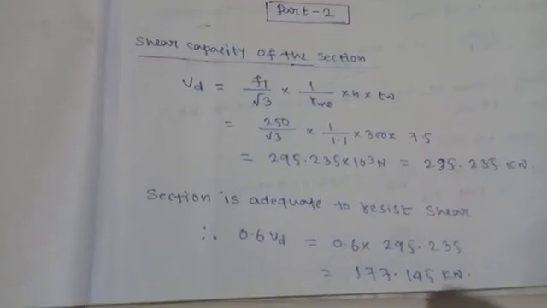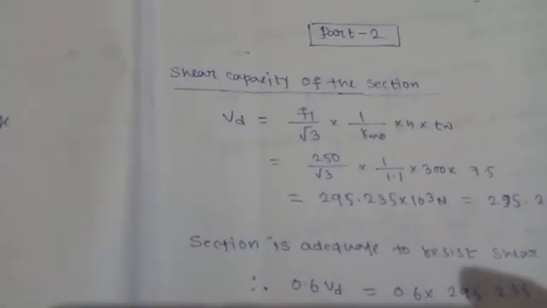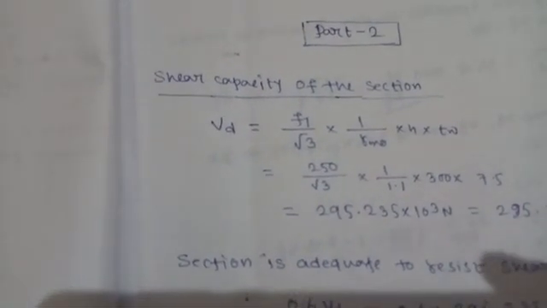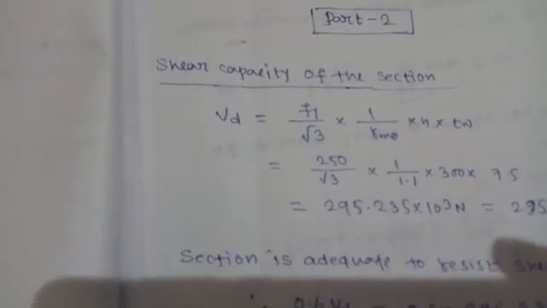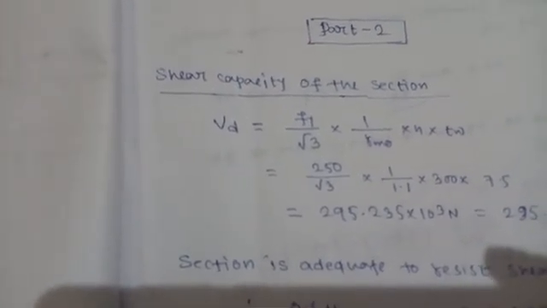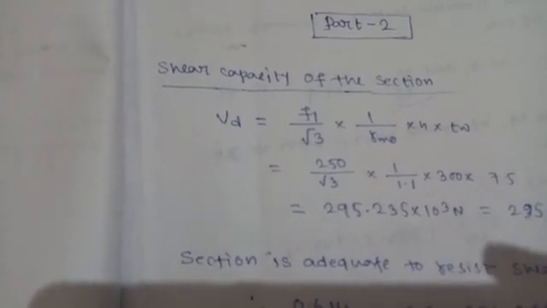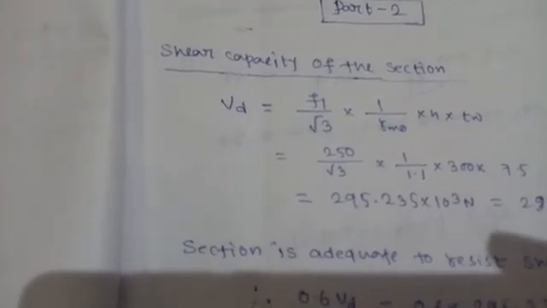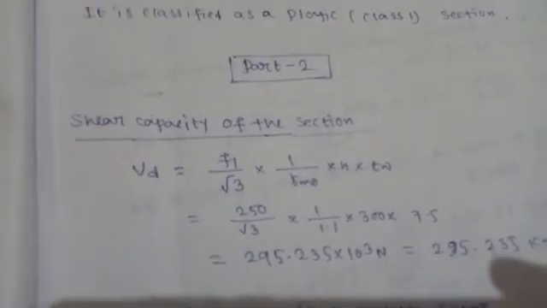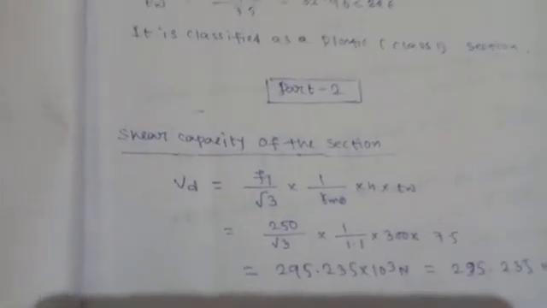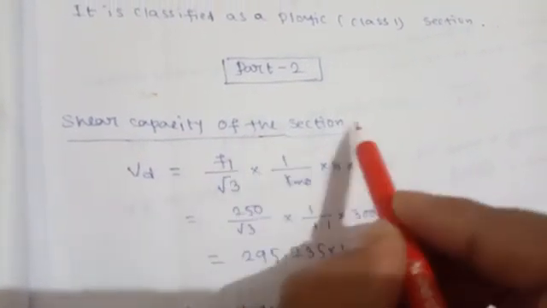In the previous class we identified what type of section it is, classified as plastic, semi-plastic or another type. So today we discuss part 2. In part 2, first is the shear capacity of the section.